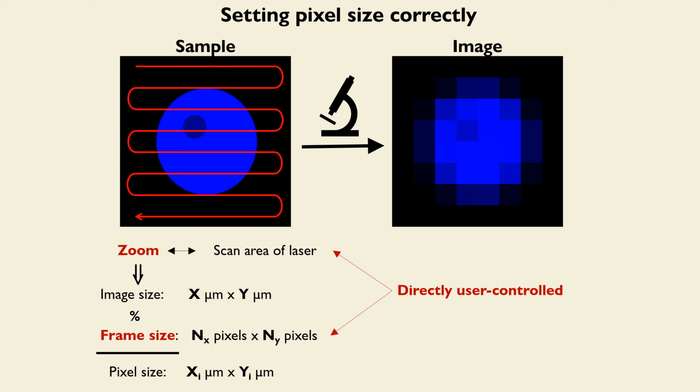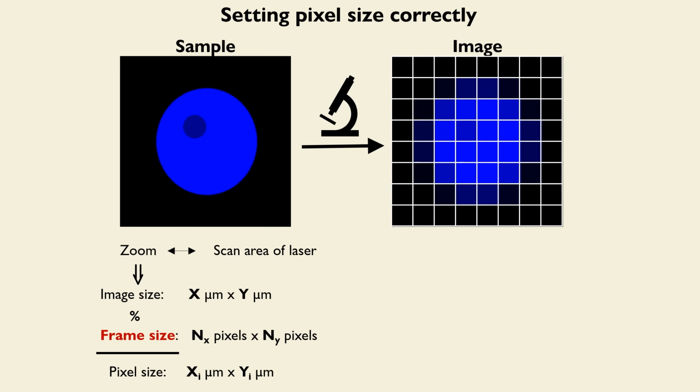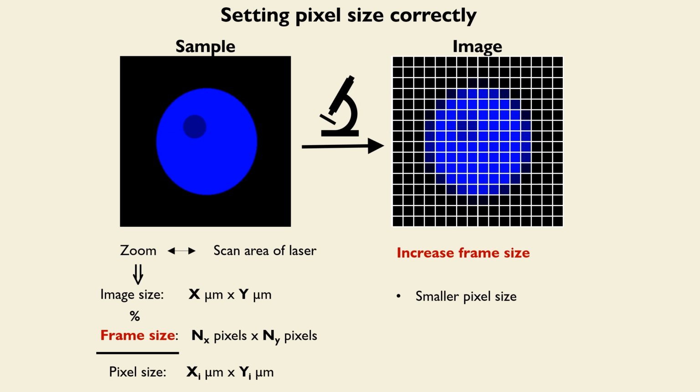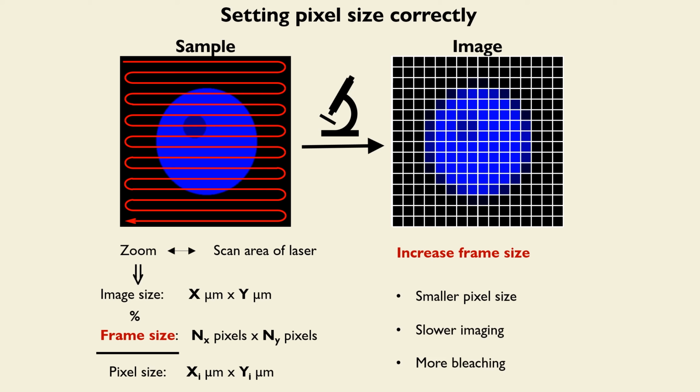The 2 things that are under our direct control are the zoom and the frame size. The others respond to what we do with the zoom and frame size according to the relationships I've discussed so far. So let's do an example. Let's say we have an image that looks like this, and we decide to increase the frame size by making the pixels smaller. If we do that, we will have higher resolution, but we'll also have slower imaging because the laser needs to go to all these locations, and we will have more bleaching.